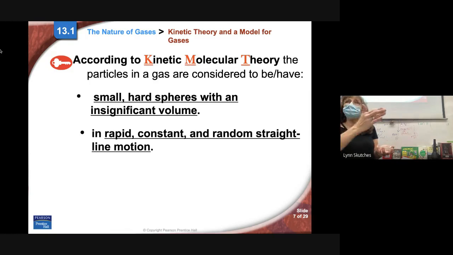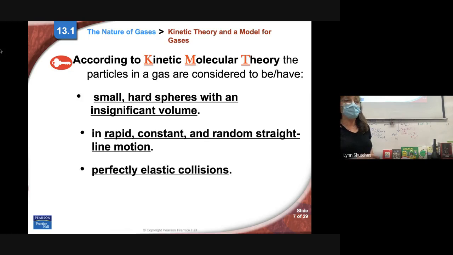Always in constant, and again, we're back on gases, constant straight line motion. They zip across the room, smacking into the wall, exerting pressure, force over area, and then heading back in another straight line path until they run into something else. They have what are called perfectly elastic collisions.